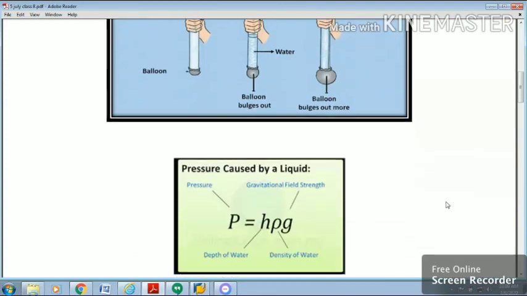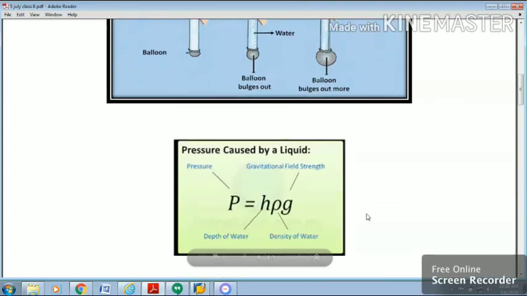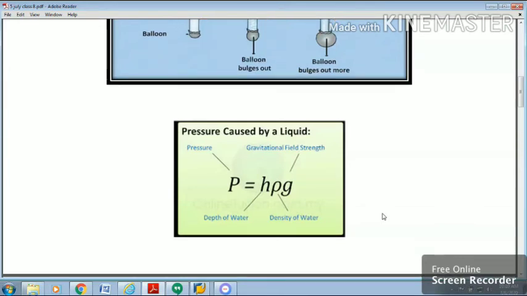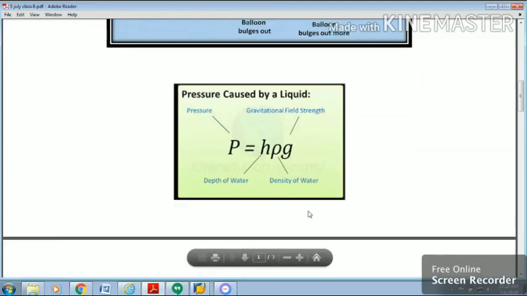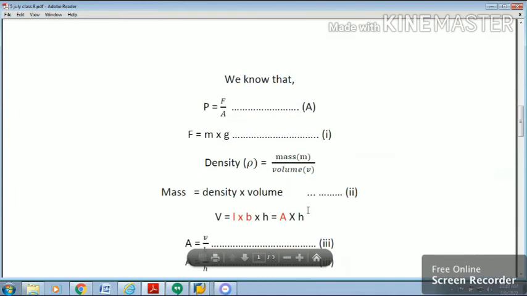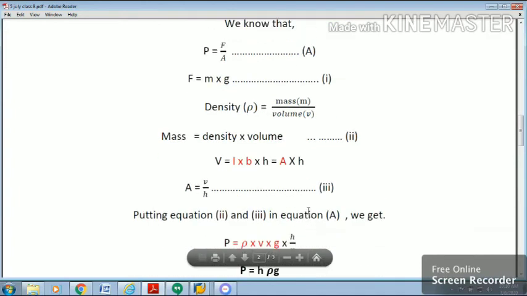Now moving on to the next, that is the formula on which the liquid pressure depends. Pressure is equal to h rho g, where h is the depth of the water, rho is the density of the water, and g is the acceleration due to gravity. Now how are we getting this formula? Earlier you know that pressure is equal to force by area. For this I have brought the derivation also.